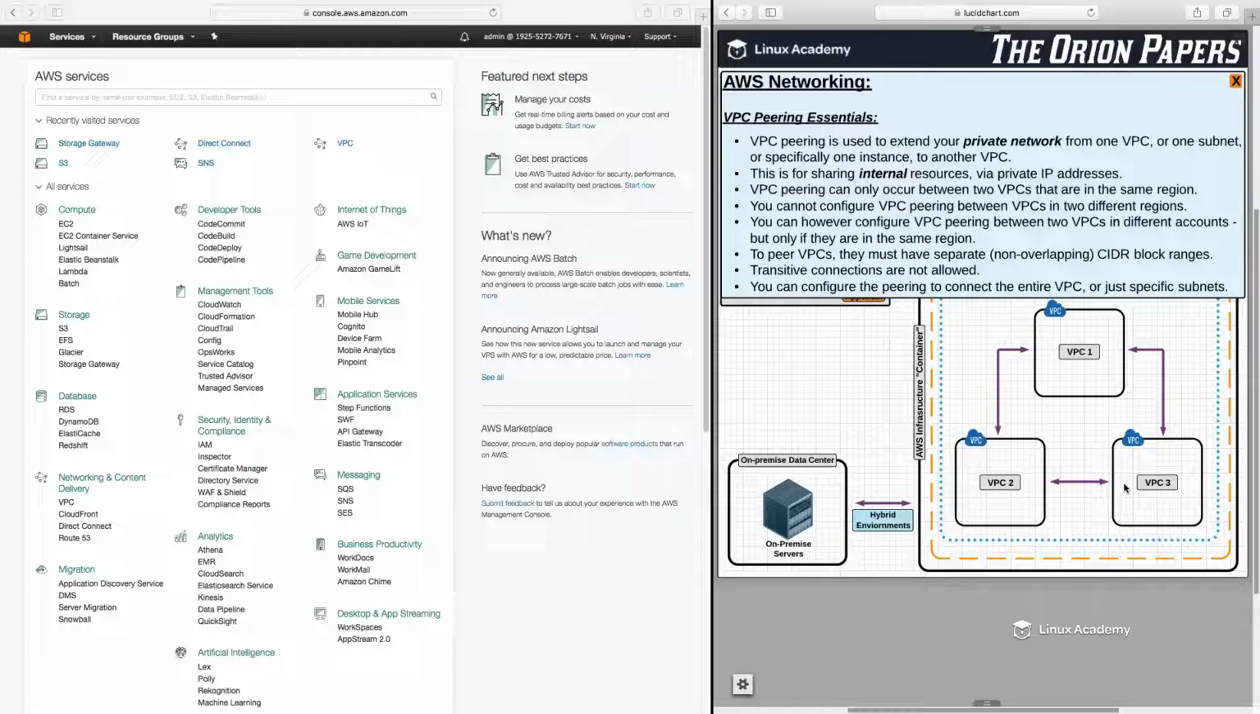Also, you can configure the peering to connect to the entire VPC or just specific subnets. So we can connect this VPC or subnets in this VPC to specific subnets in this VPC, not just connecting all subnets in both VPCs to each other. So that is just a quick introduction to VPC peering, and next we're going to have a full hands-on lab on setting up and configuring VPC peering.